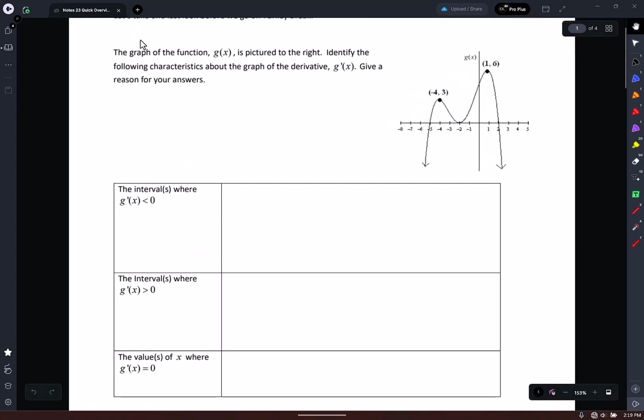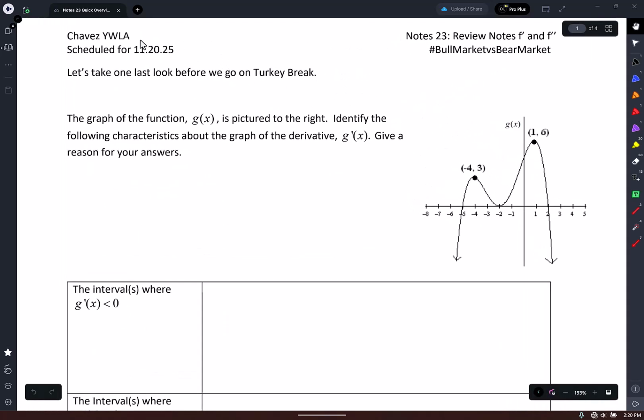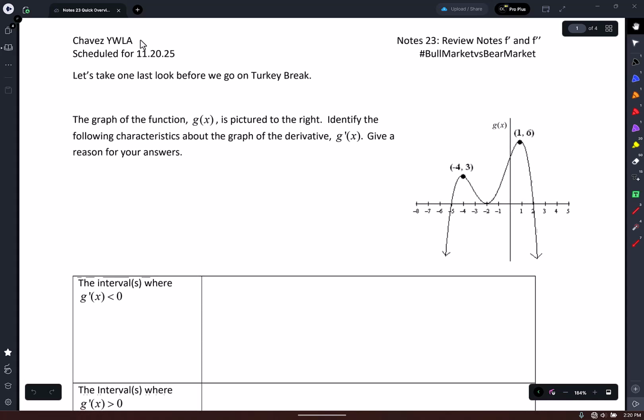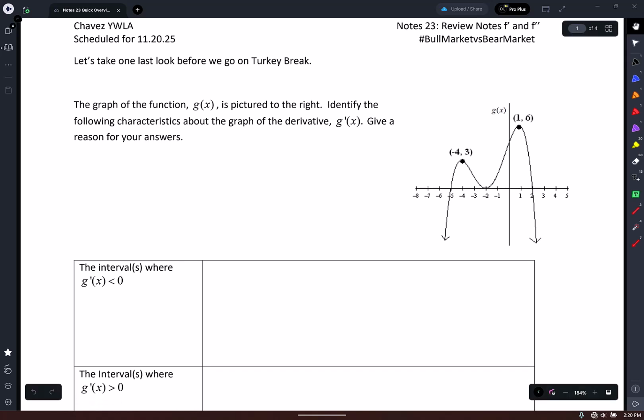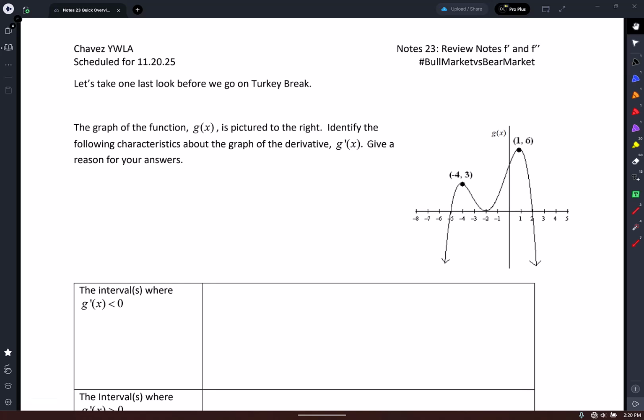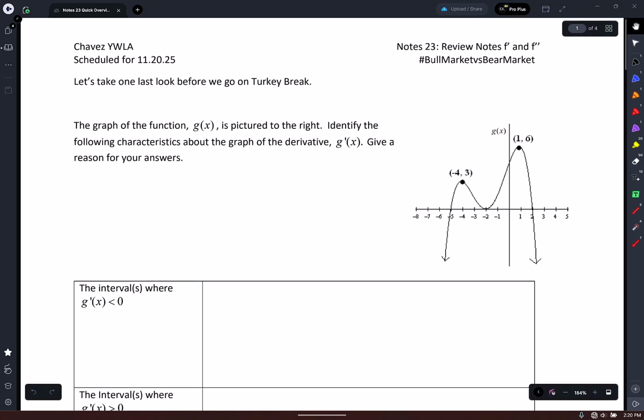This is the final notes before we go on Turkey Week. Yay! Bull market versus bear market. Hopefully you guys have been learning all that good stuff. Oh, what? I thought I heard the bell already, but all right. After today, I hope this makes sense, and hopefully we can start wrapping up f prime and f double prime, and start doing application problems: position, velocity, acceleration, and all that good stuff, which we've already kind of done. But now let's do some more. All right, here we go.